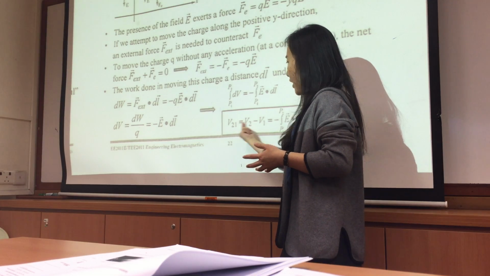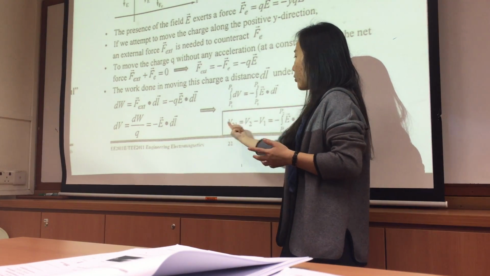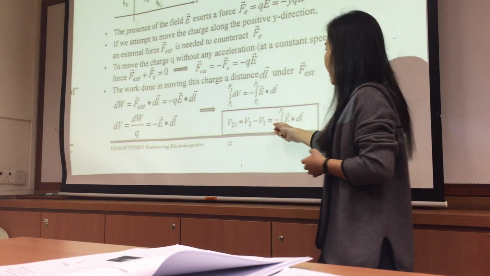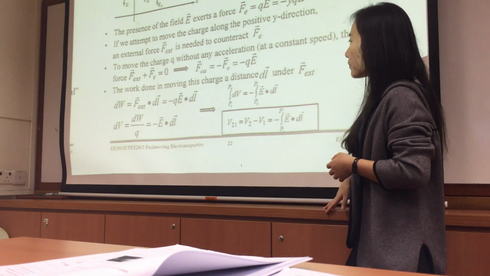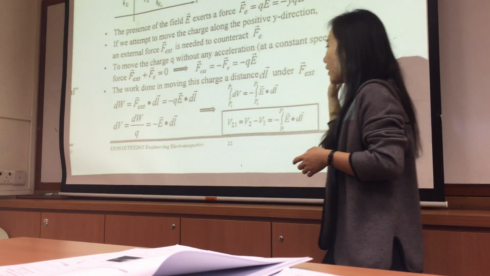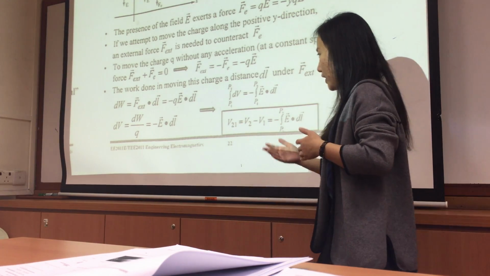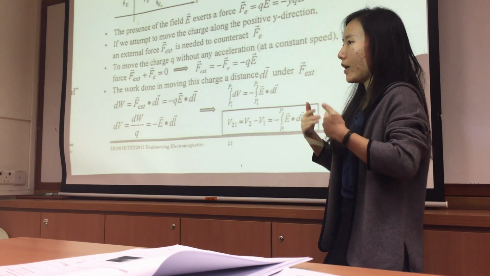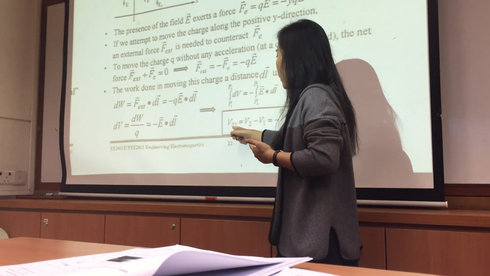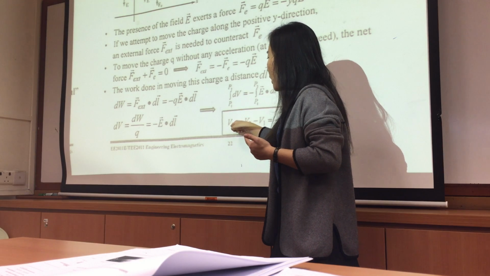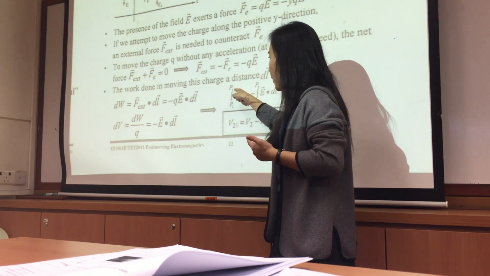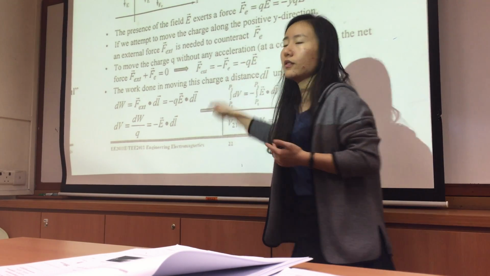Just remember the direction: 2, 1, 2, 1. They have corresponding relationships. And that is this part, just substitute here. V21 is the voltage potential between point 1 and point 2, but because this is V21, it is the work from point 1 to point 2, P1 to P2. That is the integration goal.